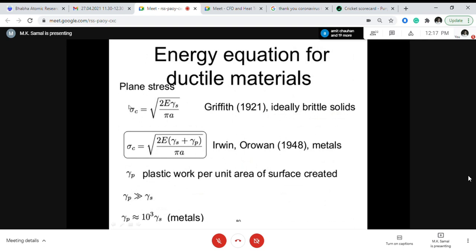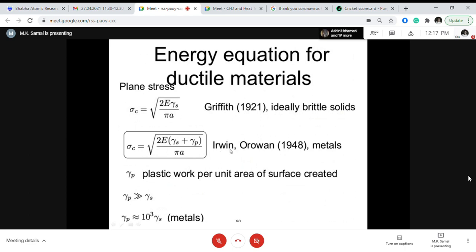The critical stress, that is the remote stress, for a component with a central crack, an infinite plate with a central crack, is the root of 2E gamma s by pi a, where E is Young's modulus, gamma s is the surface energy, and a is the crack length. This is ideal for brittle solids, which Griffith derived in 1921.